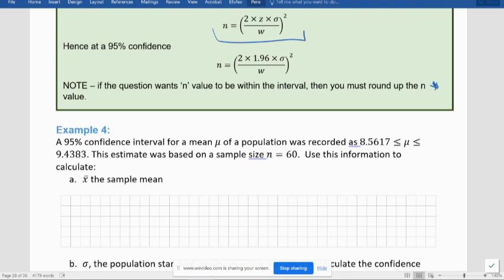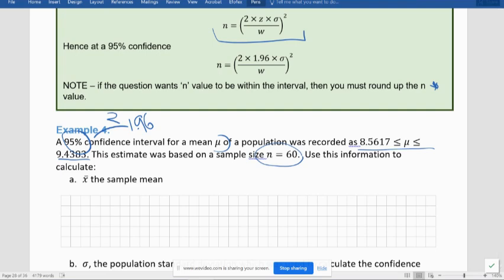So in this example 4, you'll see that we want to do a 95% confidence interval. So we know we're going to have a z value of 1.96. We want to find the true mean. We can't do that, but we're going to find an interval. Oh, they've already given it. There we go. So they've actually given us the interval. This estimate was based on a sample size of 60. Use this information to calculate the sample mean.